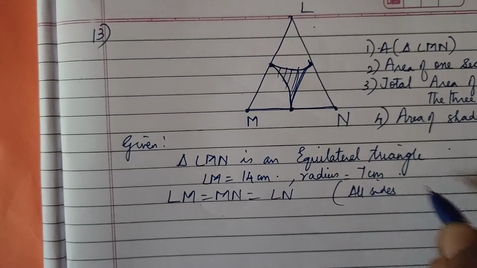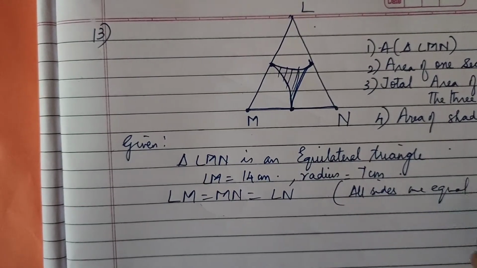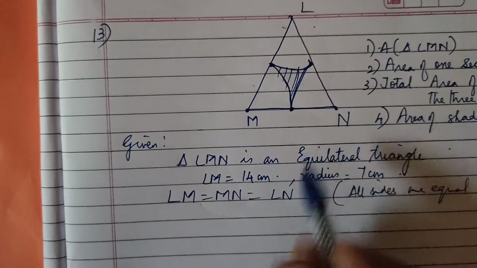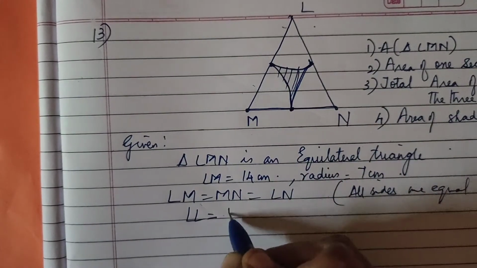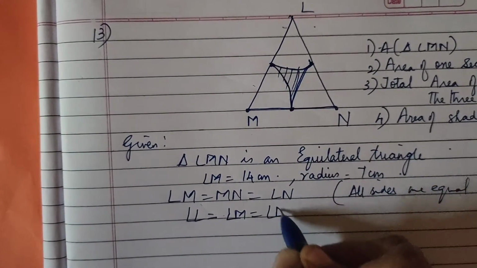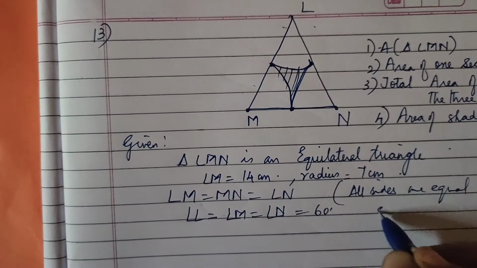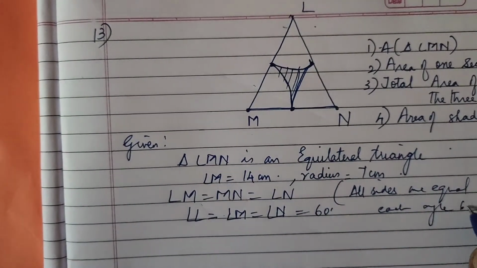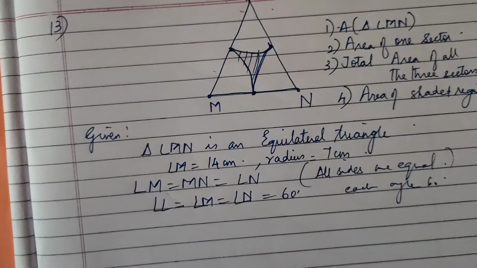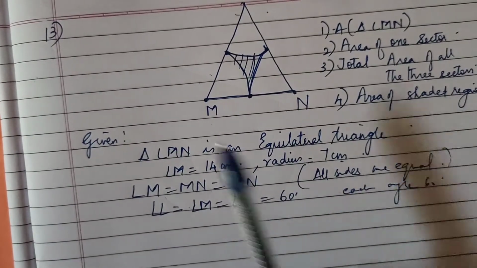Okay. And one more, what we can say about the angle? Each angle is 60 degree. That is angle L equals angle M equals angle N equals 60 degree. Each angle 60 degree, right? Okay, this is the equilateral triangle property we have written here.